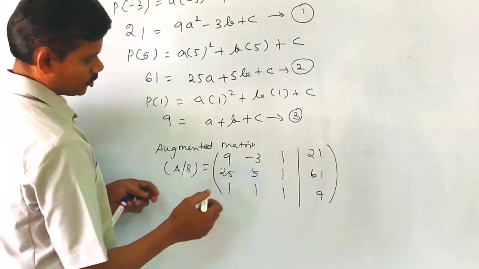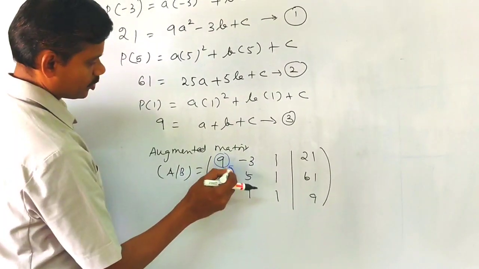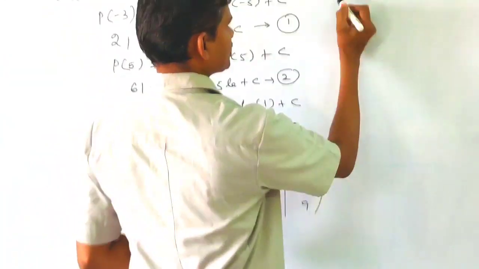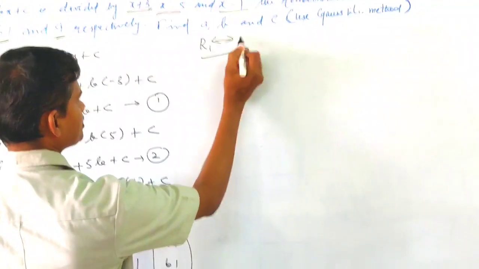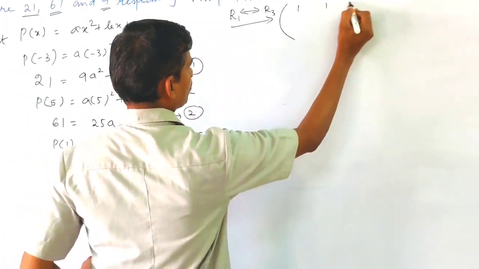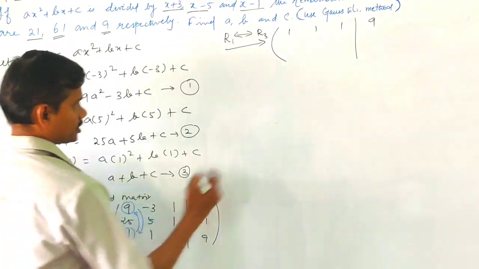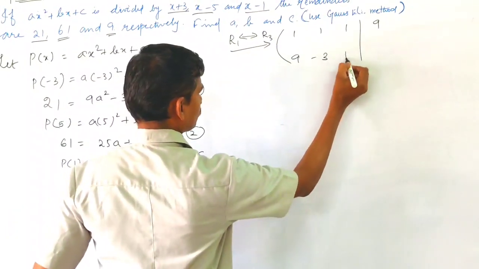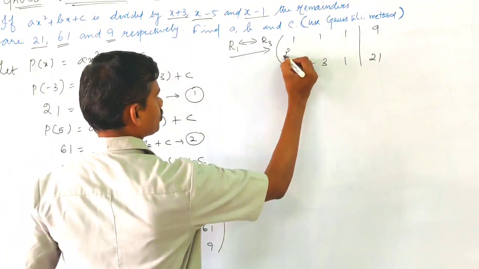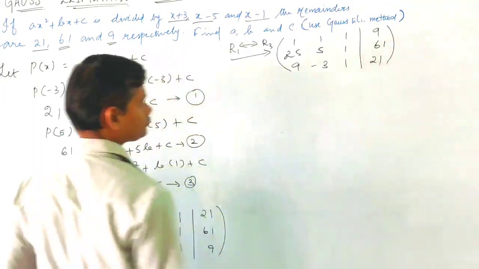For this, first I am going to interchange these two rows. So the first transformation is R1 interchanging with R3. So this row comes here, means 1, 1, 1 will get this. The third row comes here, 9, minus 3, 1, here 21. The second row comes as it is, 25, 5, 1, 61.